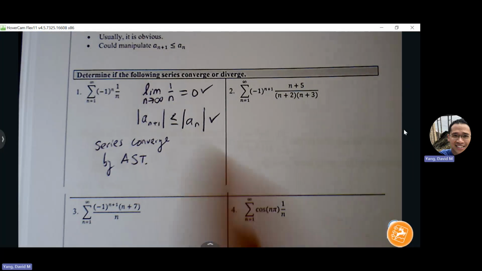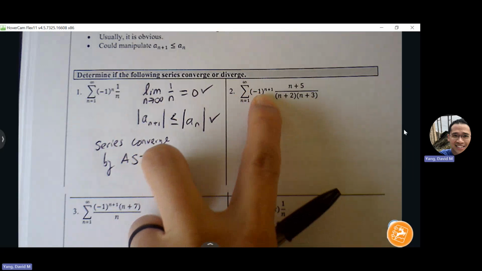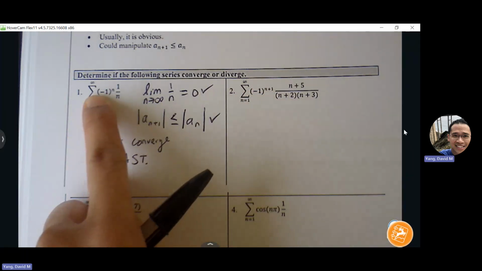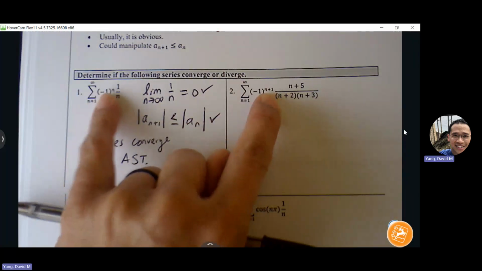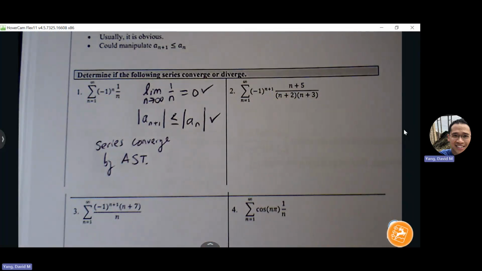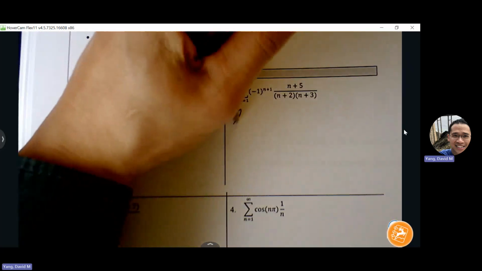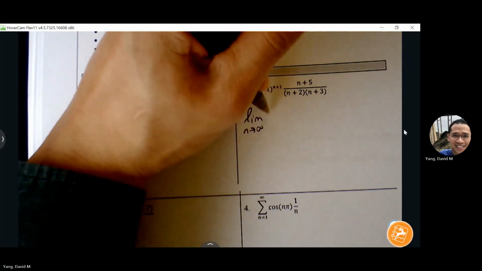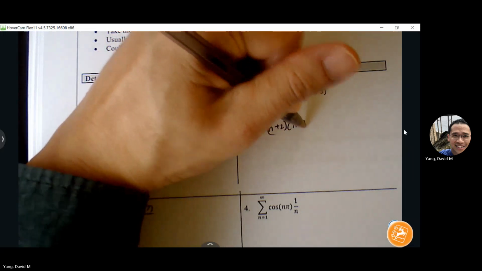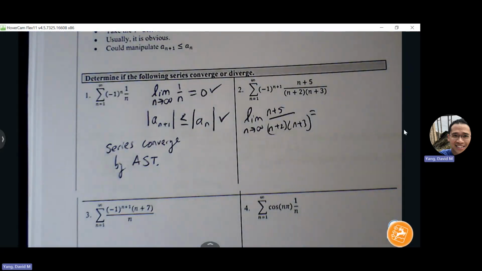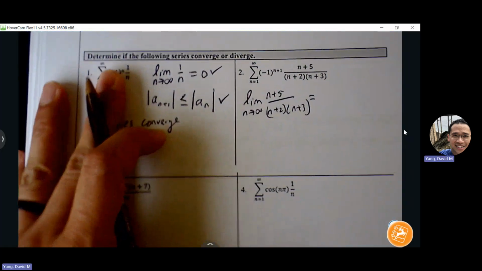Okay, number two is also an alternator. -1 to the n plus 1 has the same effect as -1 to the n. It's just whether the first term is positive or negative, but the n or n plus 1 is not going to influence how we approach the alternating series. All right, so we just define the limit, right? What's this equal to? 1 over n. Does this go to 0? Yeah, it goes to 0, right?